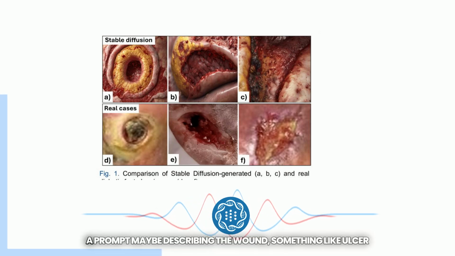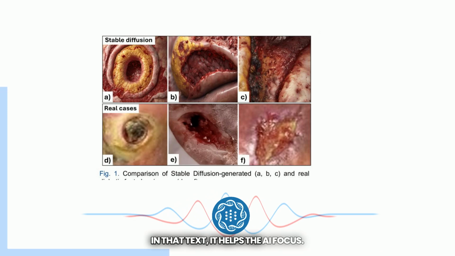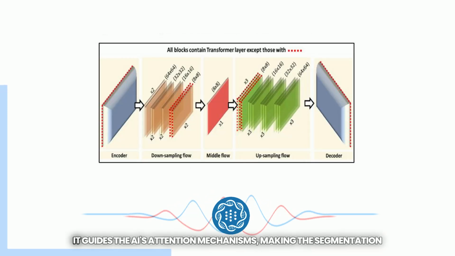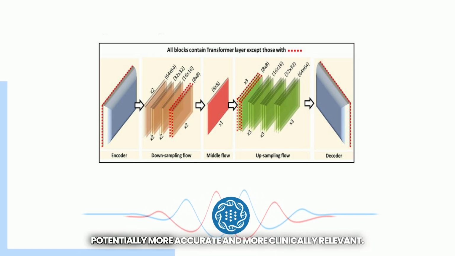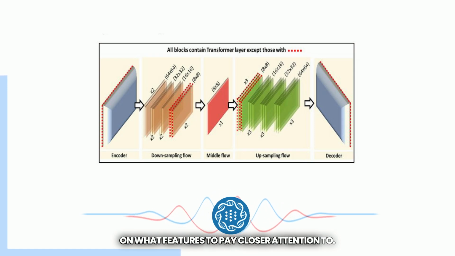The clinician could provide a prompt, maybe describing the wound. Something like ulcer with surrounding redness or wound showing necrotic tissue. And that text helps the AI focus. Exactly. It guides the AI's attention mechanisms, making the segmentation potentially more accurate and more clinically relevant. It's like giving the AI specific instructions on what features to pay closer attention to.